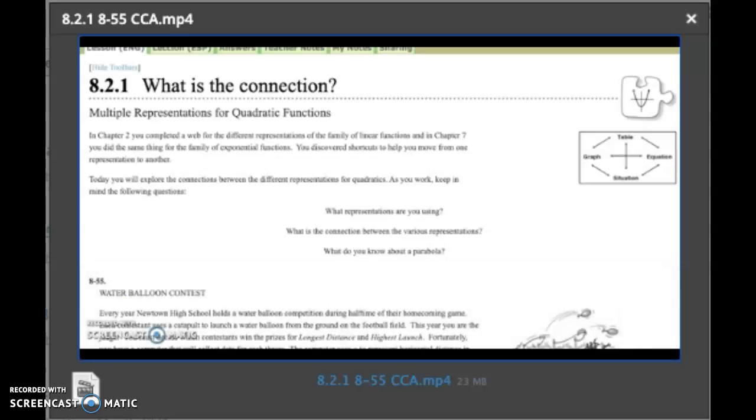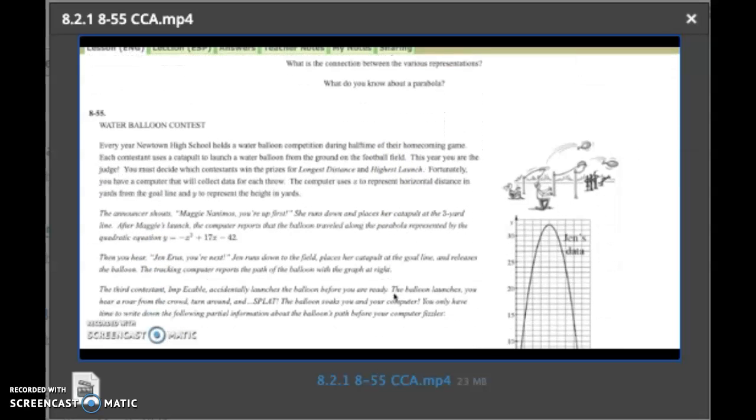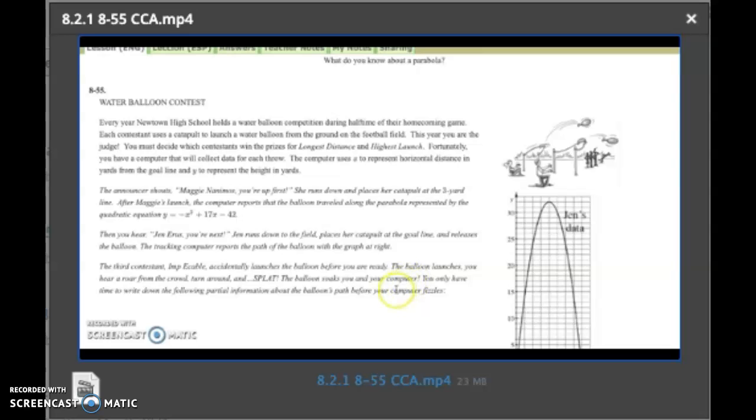This is lesson 821, and I'm going to walk you through parts of problem 855. This problem is about the water balloon contest, so make sure you go through and read the information in this problem before you watch this tutorial video.